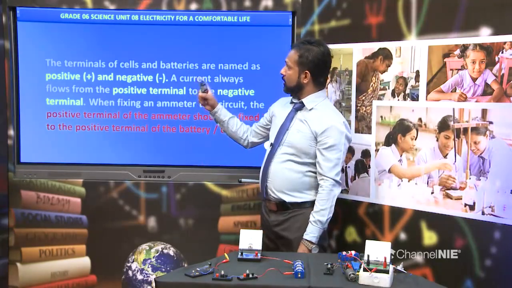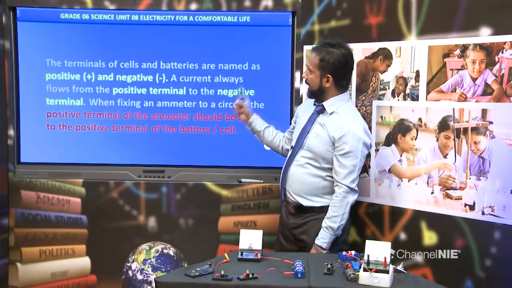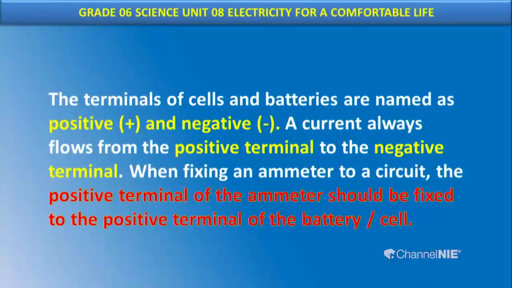The terminals of cells and batteries are named as positive and negative. Current always flows from the positive terminal to the negative terminal. When fixing an ammeter to a circuit, the positive terminal of the ammeter should be fixed to the positive terminal of the battery or cell.